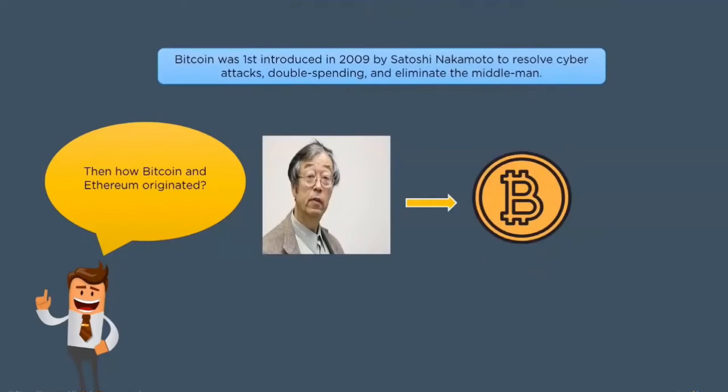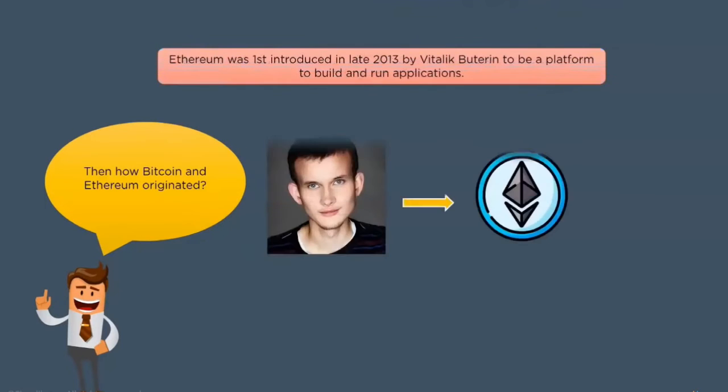Bitcoin was first introduced in 2009 by Satoshi Nakamoto to resolve cyber attacks, double spending, and eliminate the middleman between the transaction. It led the first revolution of digital money, which enables transparent and decentralized peer-to-peer transaction. On the other hand, Ethereum came into the picture years after Bitcoin. It was first introduced in the late 2013 by Vitalik Buterin.